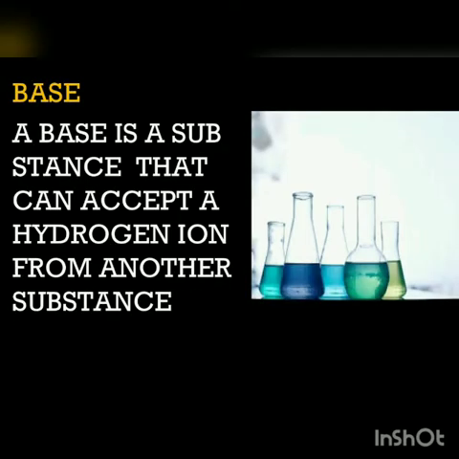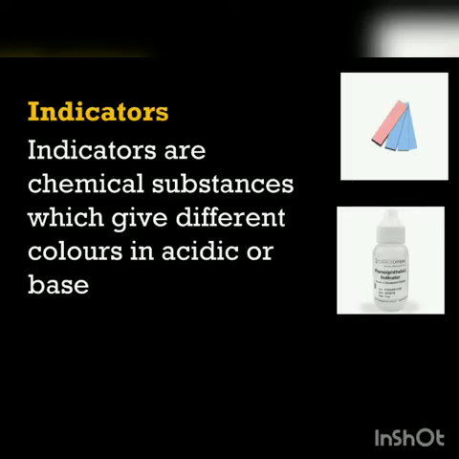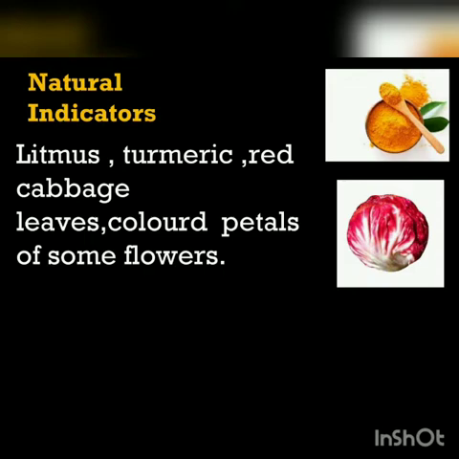Base. A base is a substance that can accept a hydrogen ion from another substance. Properties of bases: bitter in taste, they change the color of red litmus to blue. Indicators. Indicators are chemical substances which give different colors in acidic or basic solutions. Natural indicators: litmus, turmeric, red cabbage leaves, colored petals of some flowers.